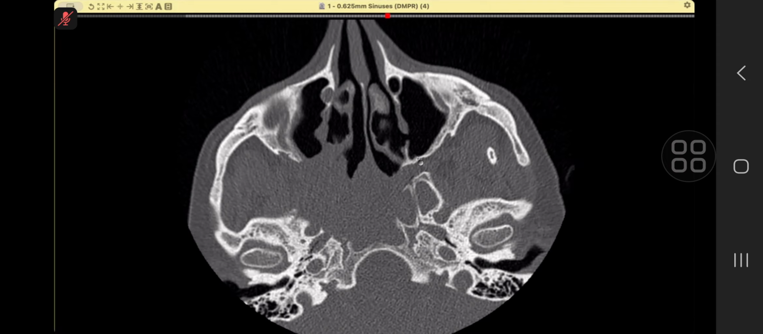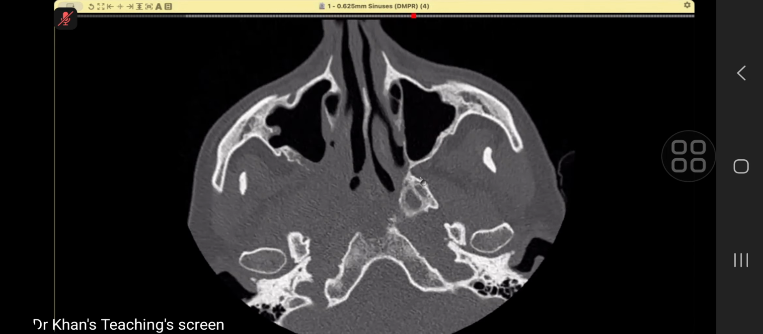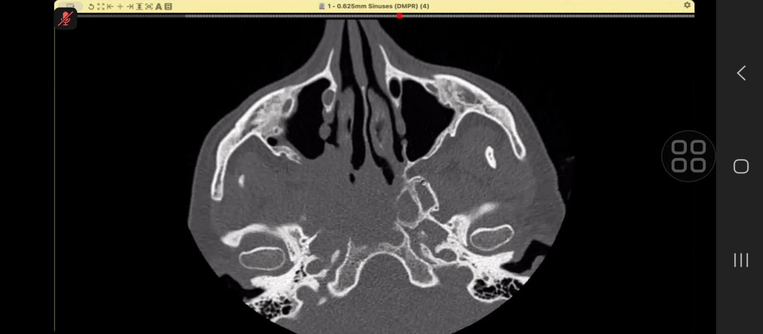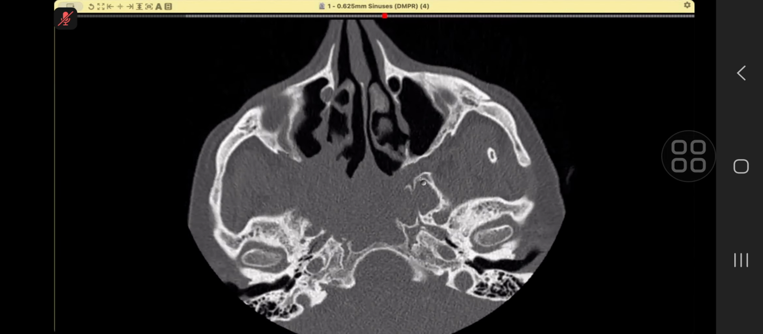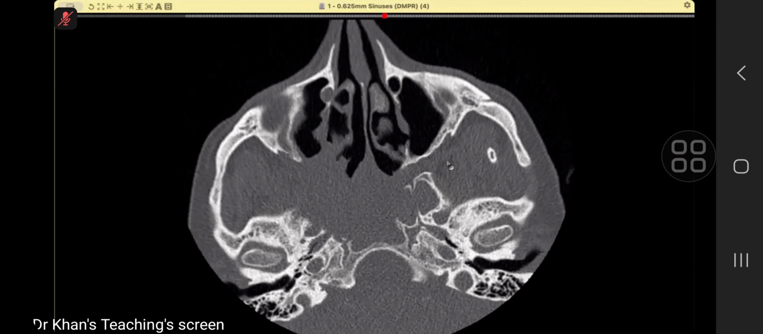Sir, anteriorly it is the maxillary sinus, medial to it is the nasopharynx, and laterally is the base of the skull. What do you mean by base of the skull? I mean, sir, the middle cranial fossa. Where is the middle cranial fossa here? Point it out to me. Sir, I'm not able to remember the exact boundaries like you're asking.